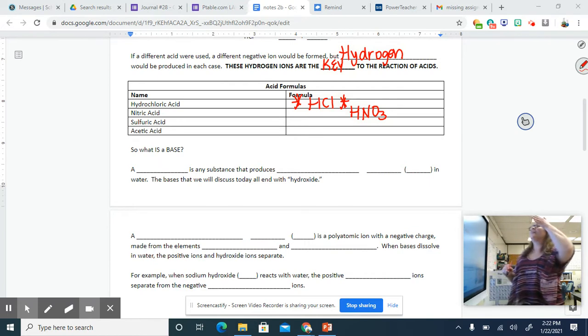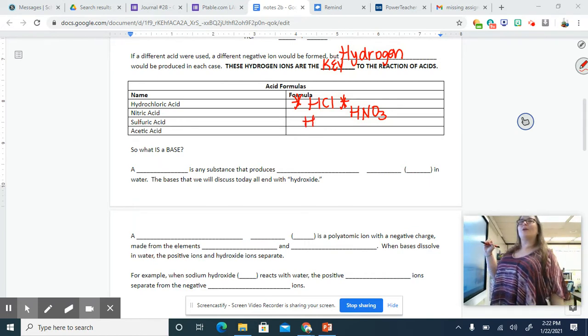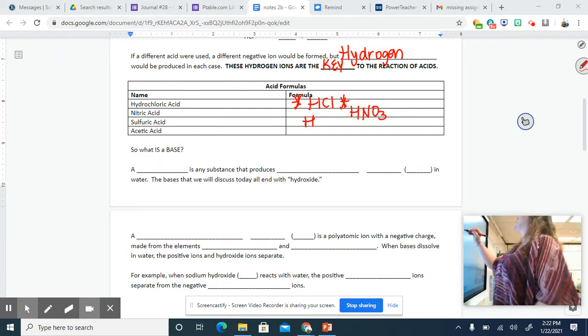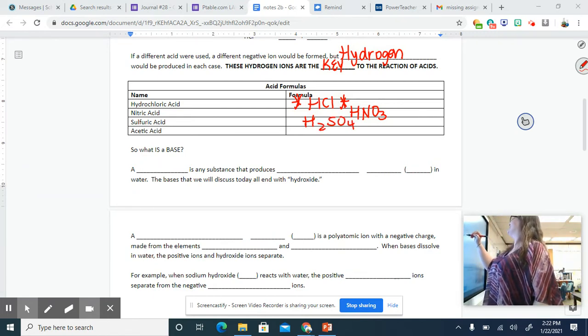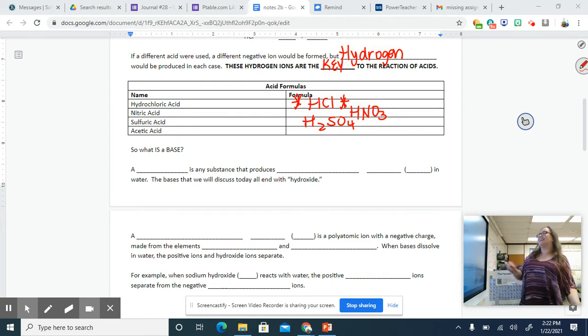Sulfuric acid, I bet it's a sulfate. Is it SO4? H2SO4? Am I right? Maybe I've been teaching this for long enough. So sulfuric acid, again, we've got our positive hydrogen ion, and then a sulfate ion, which attracts to it.